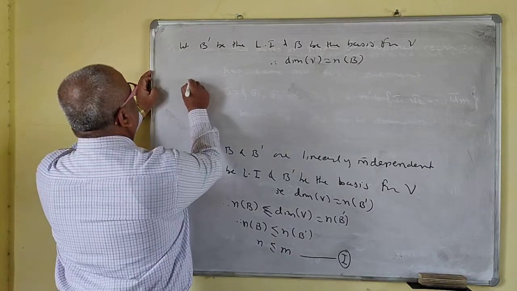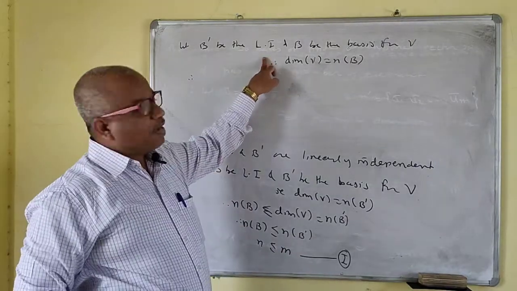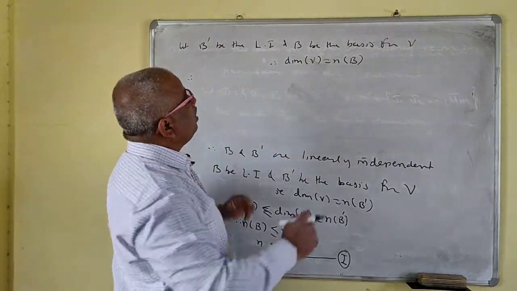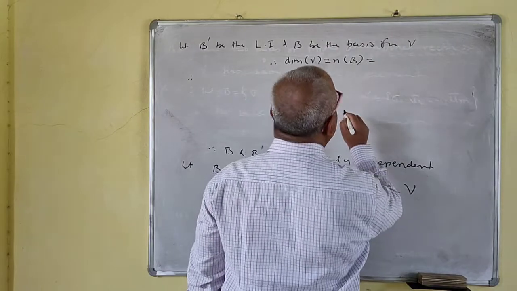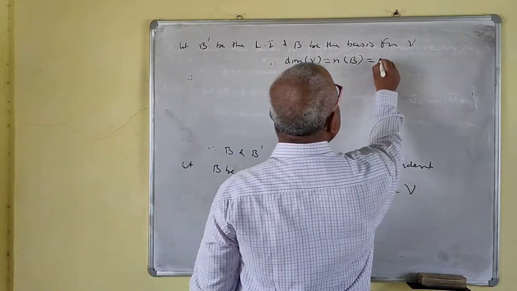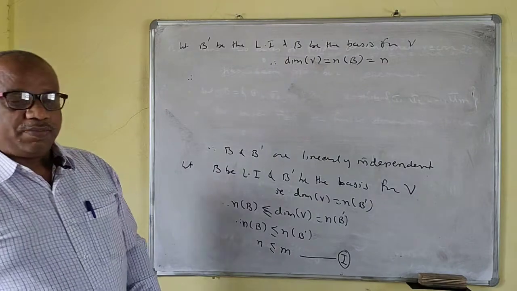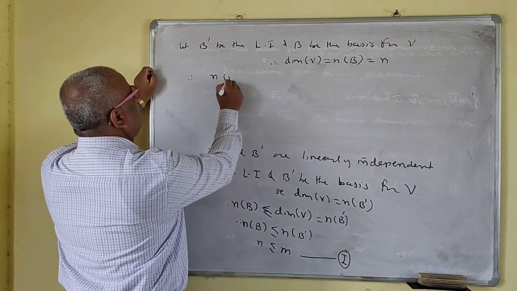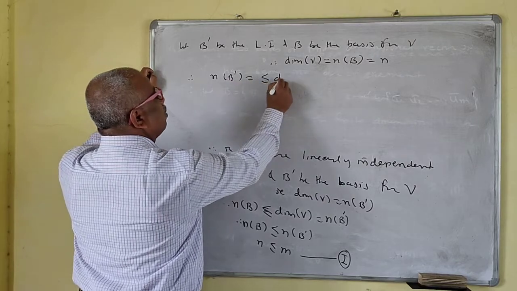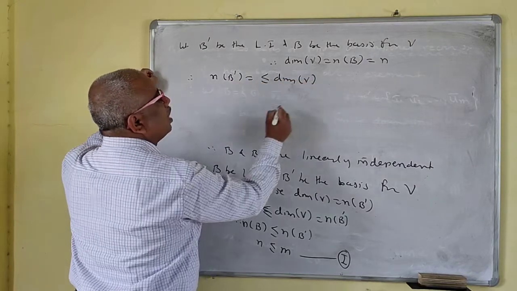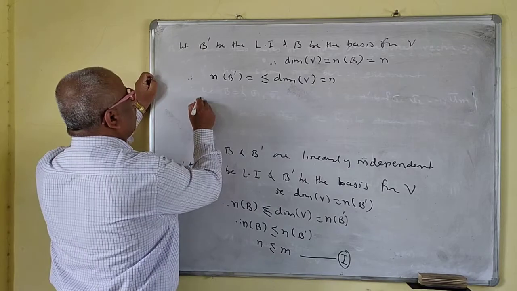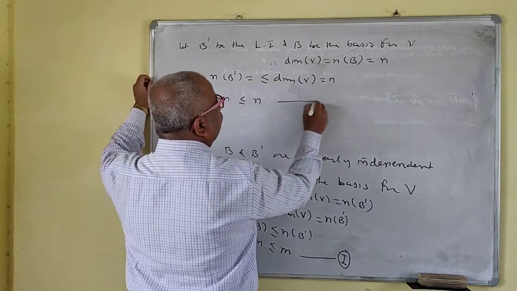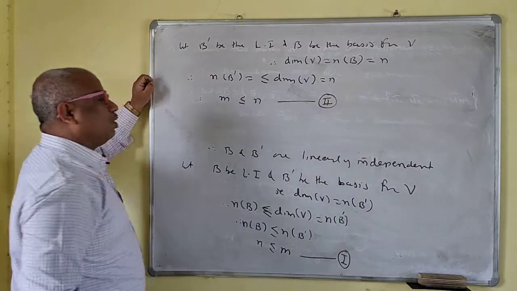Now B prime is linearly independent and the dimension of V is equal to the number of elements in B, which is N. So the number of elements in B prime is less than or equal to the dimension of V, that is N. Therefore M is less than or equal to N. We call this second.